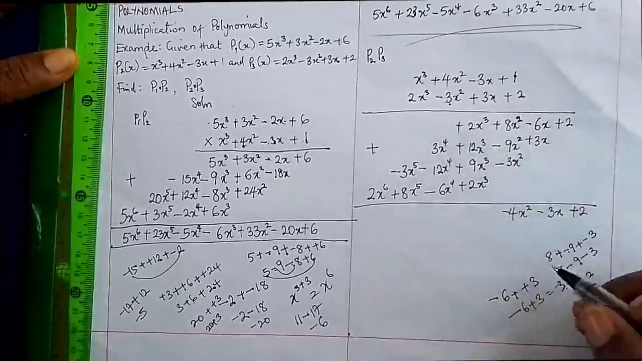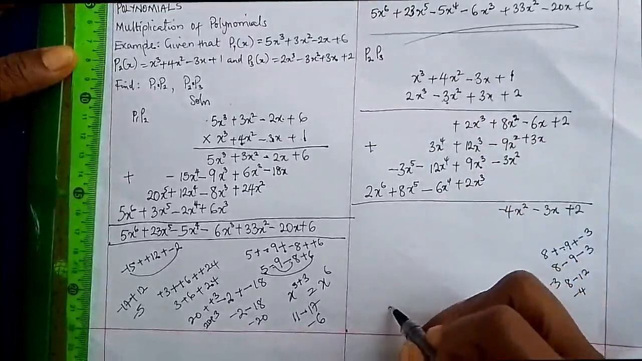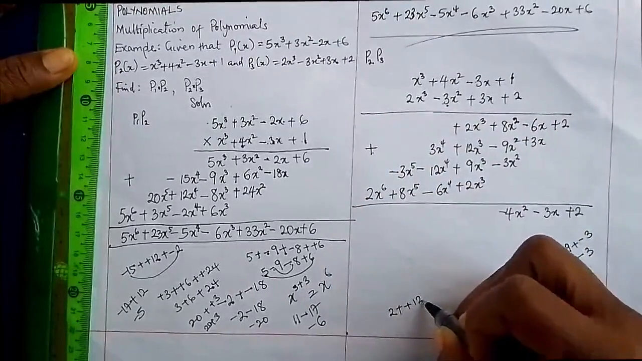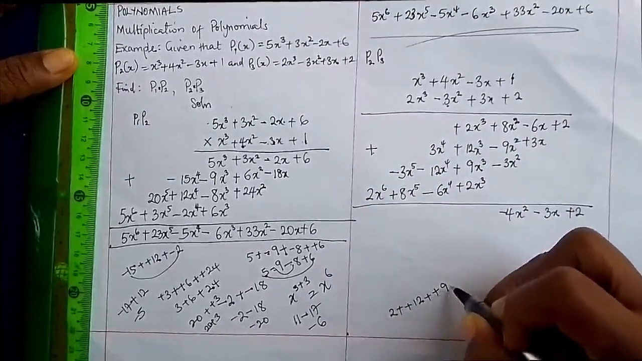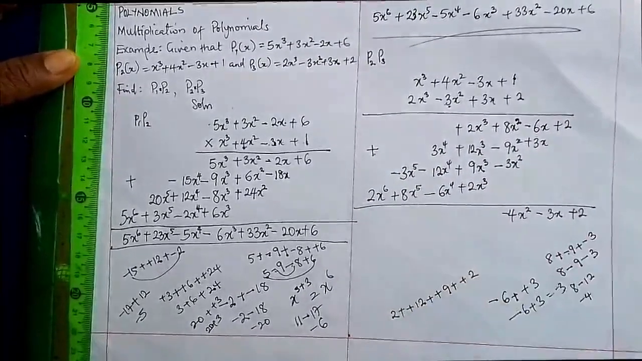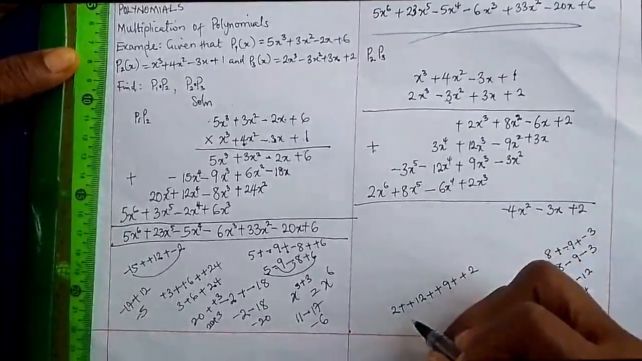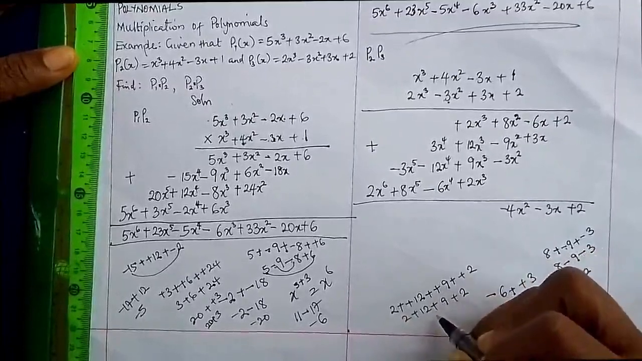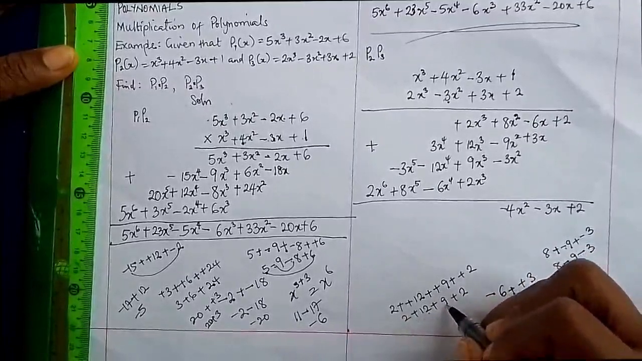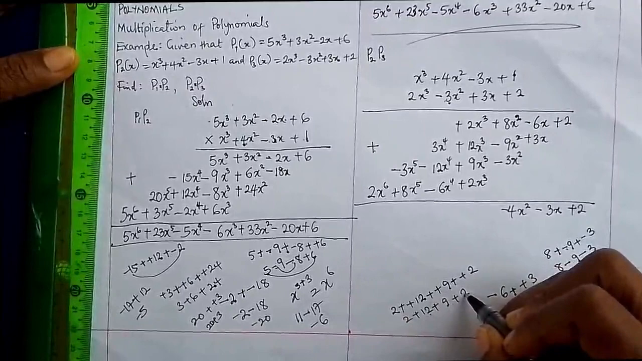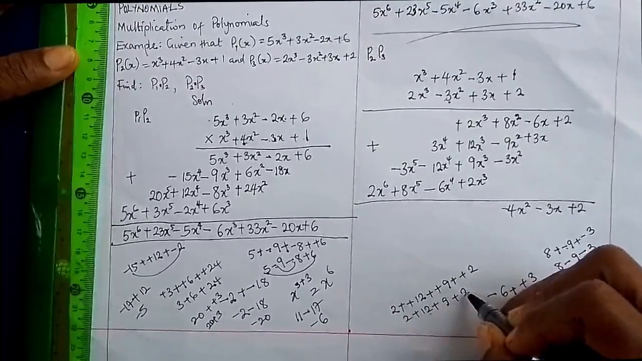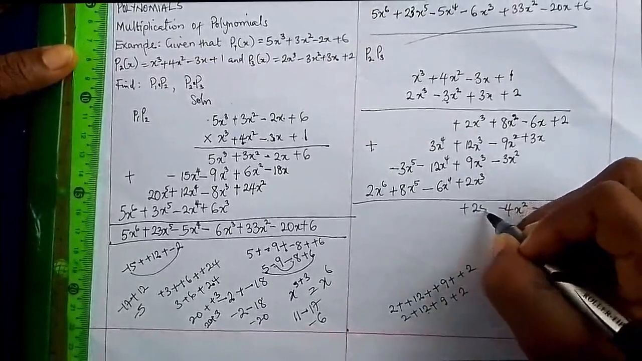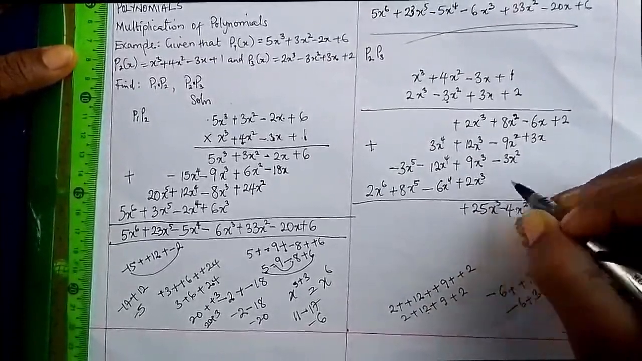Now we move to the next number. What we have there is 2 plus 12 plus 9 plus 2. All of them carry plus, so we have 2 plus 12 plus 9 plus 2. We have 14, 23, 25. So that's positive 25x raised to the power of 3.